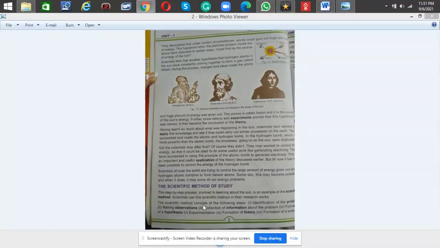The scientific method consists of the following steps: identification of the problem, making observations, collection of information about the problem, formation of hypothesis, experimentation, formation of theory, formation of scientific laws or principles, applications of the theory or law. Let's study in detail the steps involved in the scientific method.